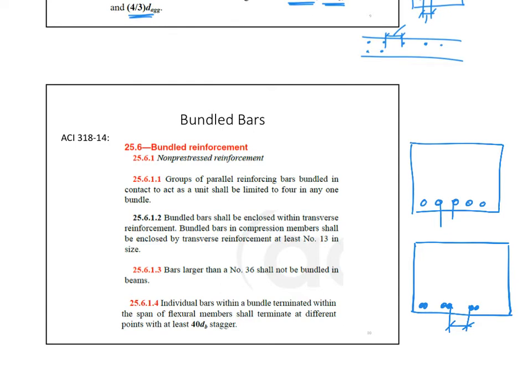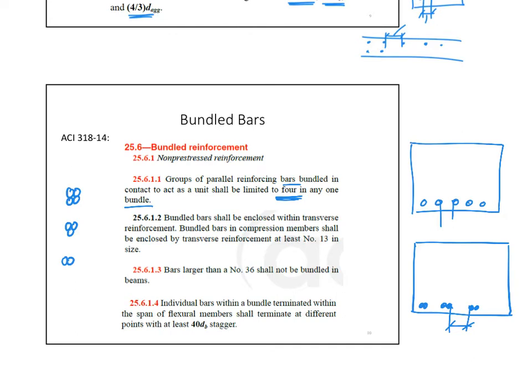Okay? Now how much can you bundle? That's the first one here. The groups of parallel reinforcing bars bundled in contact to act as a unit shall be limited to 4 in any one bundle. Is that clear? So I cannot bundle 5 bars together. I can only bundle up to 4 bars. So you can basically have this shape as your maximum shape. You can have also this shape. What is this? Only 3 bars. And you can have, of course, a bundle of 2, but you cannot have a bundle of 5.